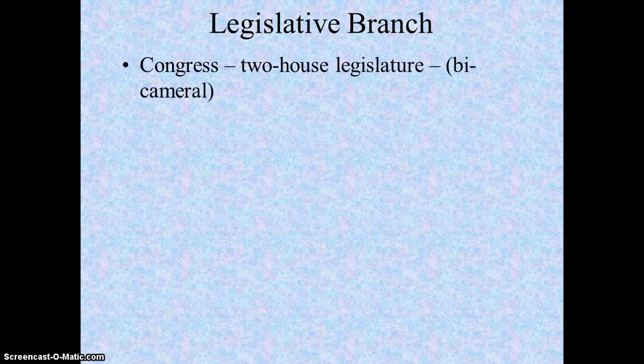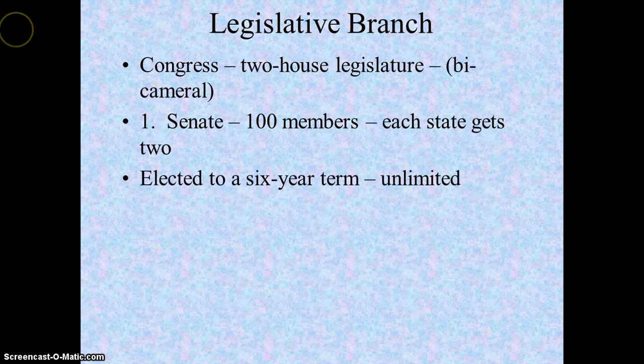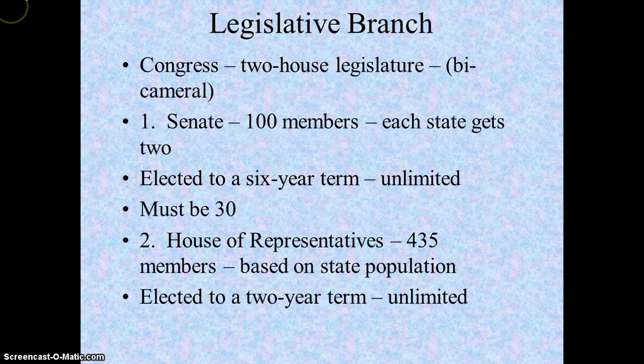Now we're going to go into detail about the legislative branch. The Congress is a two-house legislature, bicameral. The Senate is made up of 100 members. Each state gets 2. We have 50 states. Elected to a 6-year term, unlimited. Must be 30. The House of Representatives, the lower house, is 435 members based on a state's population. Elected to a 2-year term, unlimited. Must be 25 years old.